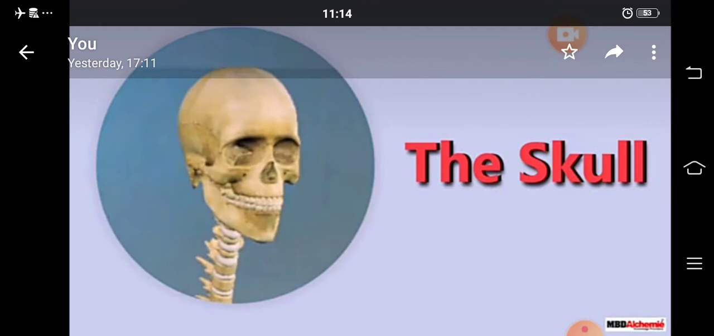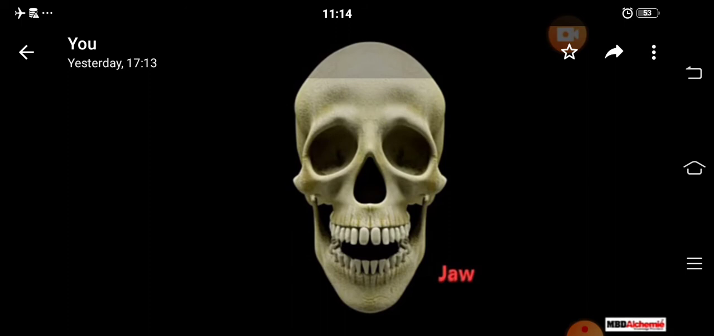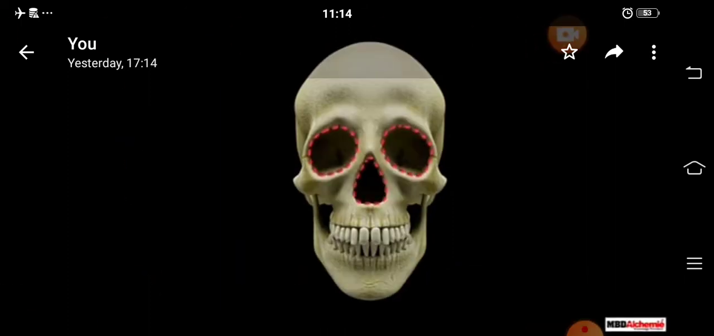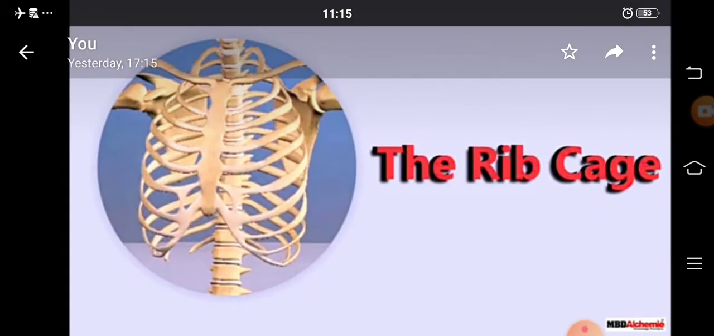The skull is made of bones of the head and the face. All the bones of the skull are immovable except the lower jaw. There are depressions or holes in the skull for eyes and nose. The function of the skull is to protect an important organ of the body, which is the brain.